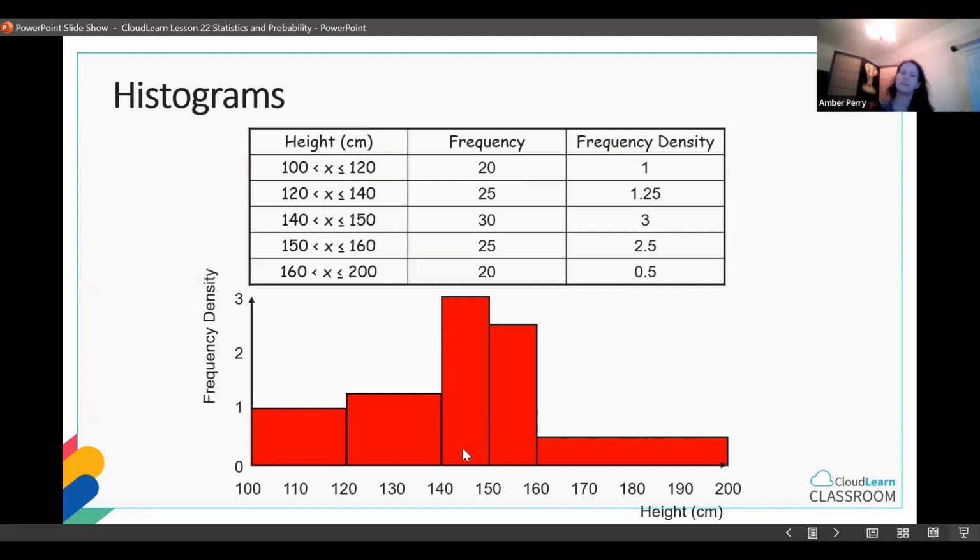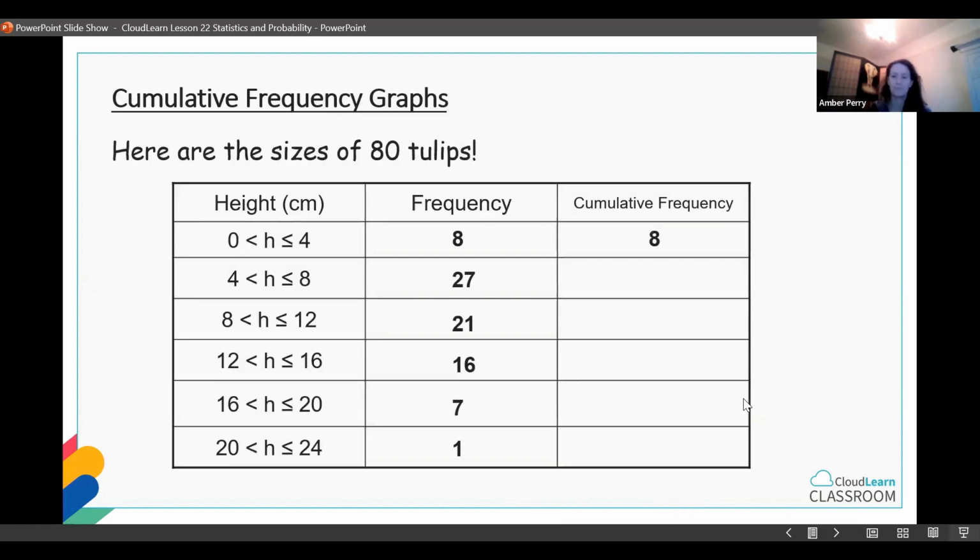Got a little fly. 10 here multiplied by 3, that gives us 30. So to find the frequencies, we're going to actually find the area of the bar. Hopefully that makes sense. Okay, so that was histograms.